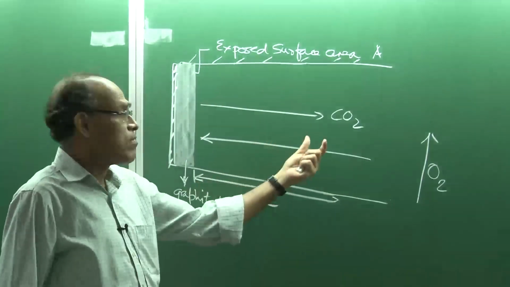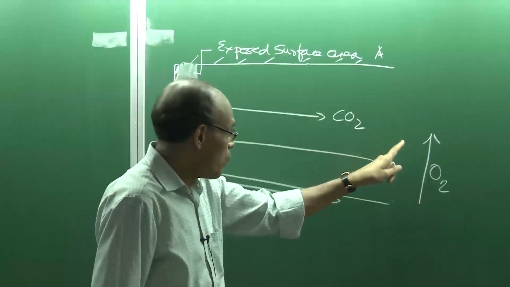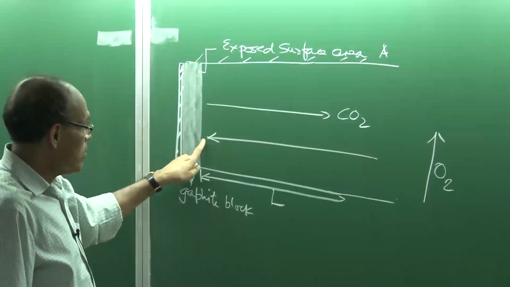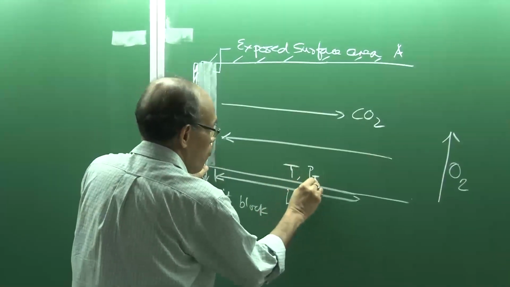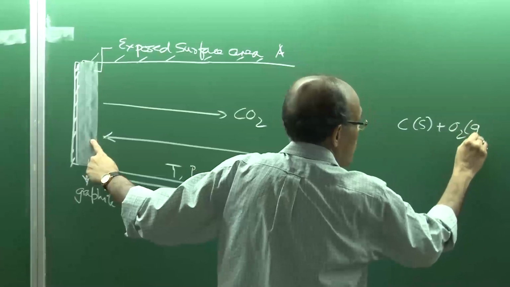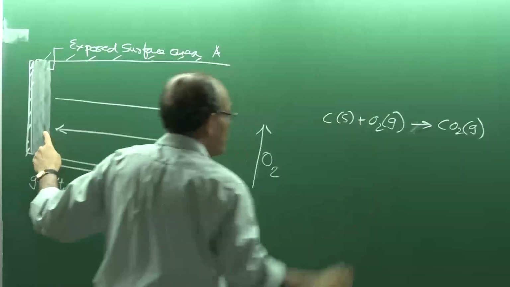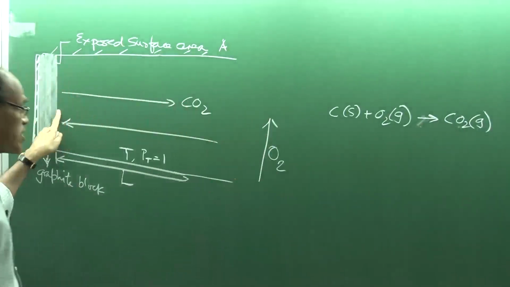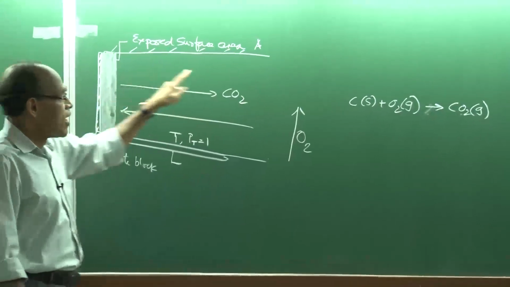So as I have indicated, there are essentially two kinetic steps in the whole process. Number one is that oxygen from the bulk has to diffuse, and this diffusion takes place because of concentration gradient. And once oxygen reaches the surface, the temperature and pressure are favorable that this particular reaction, carbon solid plus oxygen gas, produces carbon dioxide. And then the carbon dioxide is generated at the interface, at the reaction site, and the third step is the diffusion of carbon dioxide from the reaction site to the bulk.